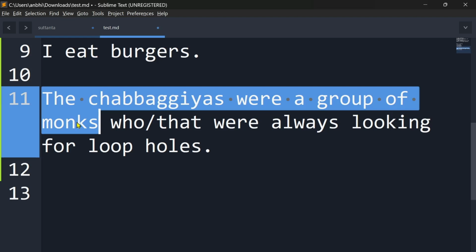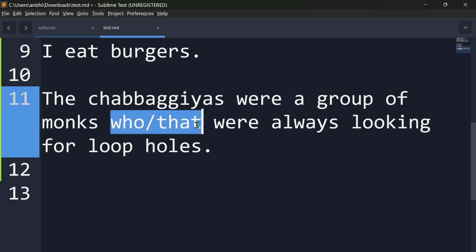Now, I want to talk more about this group of monks who were always looking for loopholes. Who becomes the new subject of the new clause, or that. And now we have another verb. Remember, each clause has its own subject and its own verb. So this is the second clause. Who stays the same, and the verb will depend on what who refers to. Who in this case refers to plural, so the verb must agree with the plural. Who were always looking for loopholes.